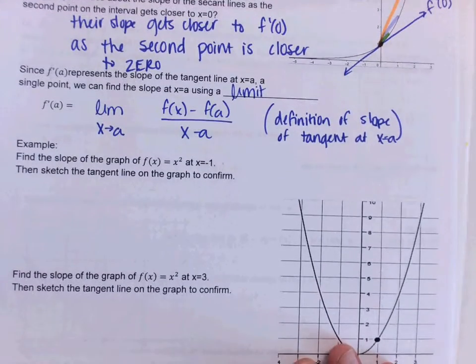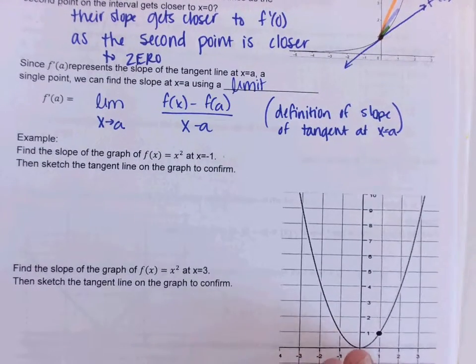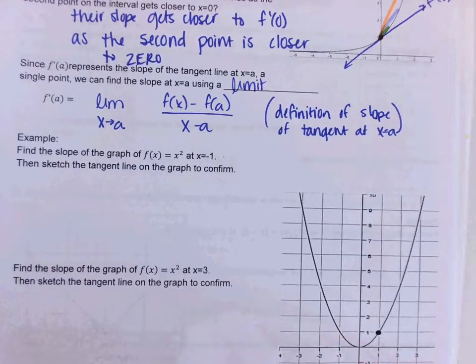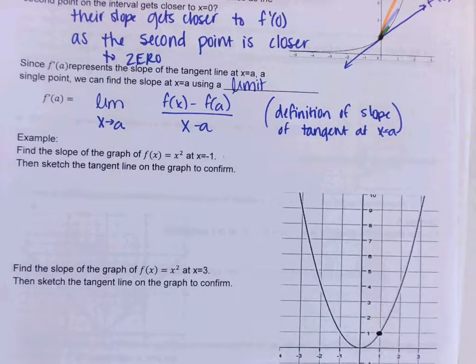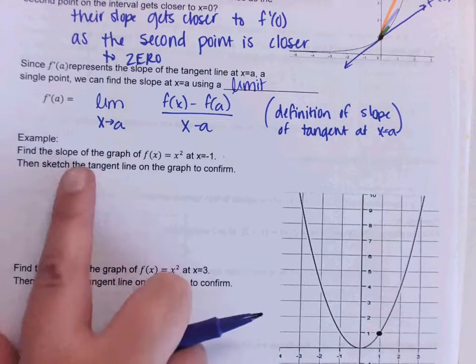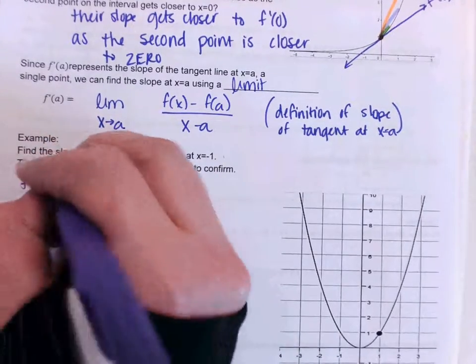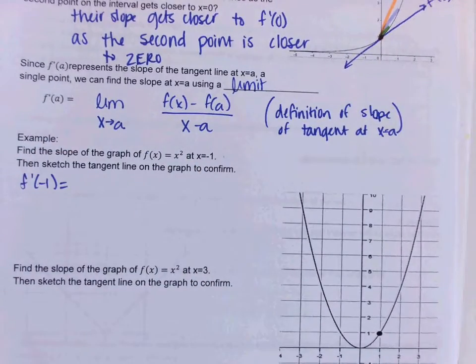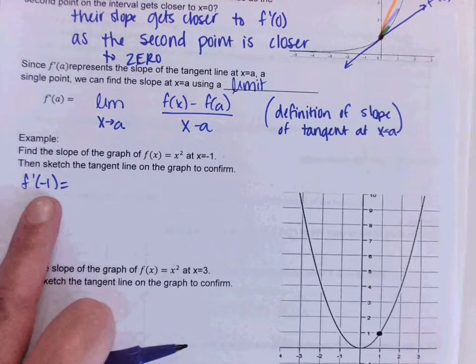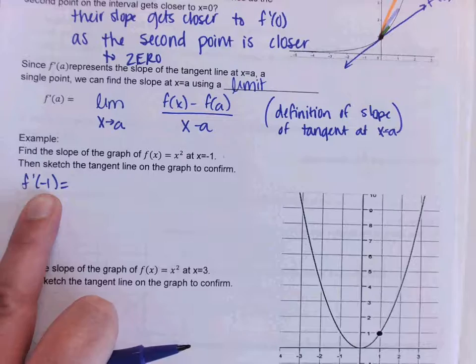Okay, so let's look at an example. You're going to literally use that exact formula to find the slope now by hand instead of just looking at the picture. So first one says find the slope of the graph at -1. Well, then I want f prime of -1. What's my A value? What's in A's spot? -1. Okay, so let's do our formula.